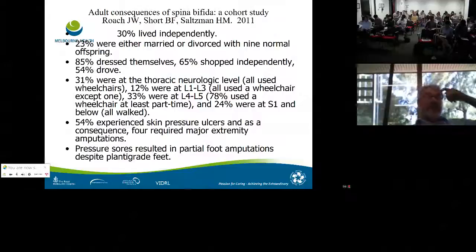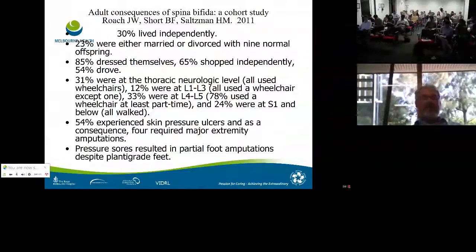There were significant problems with skin pressure ulcers, and if you're looking at this group of under 64-year-old people, 4 requiring major extremity amputations is a very large number indeed, as well as partial foot amputations due to sensory loss and pressure areas.